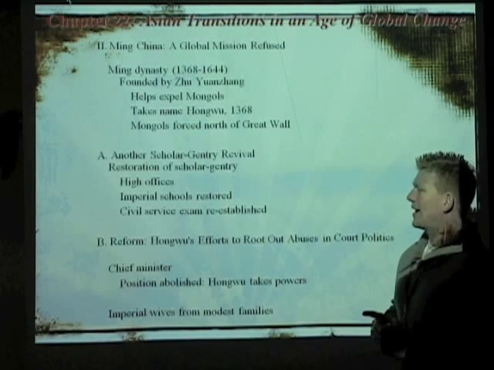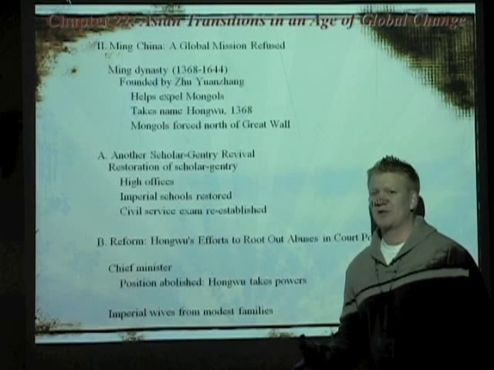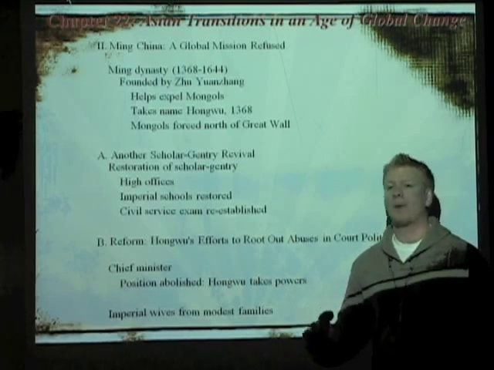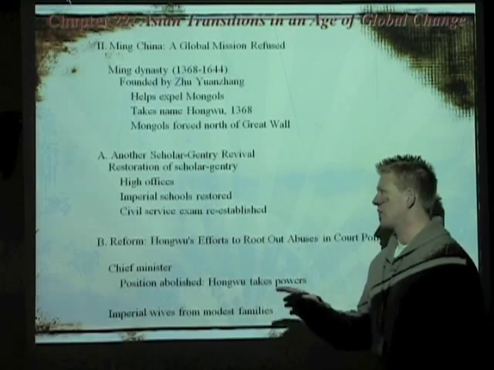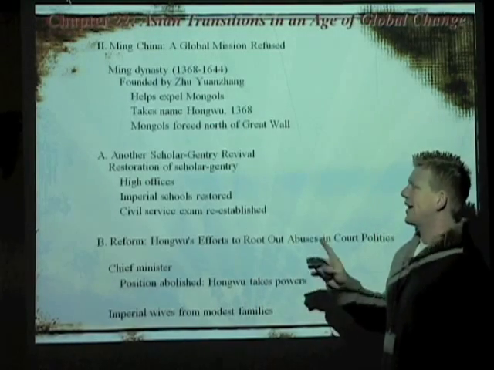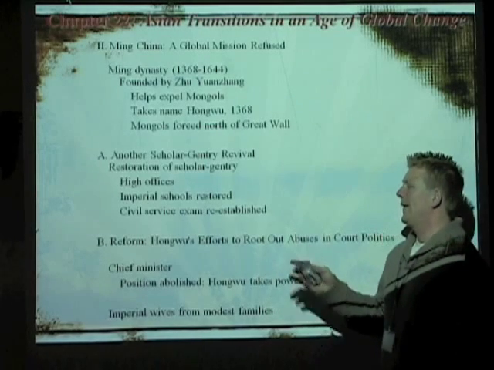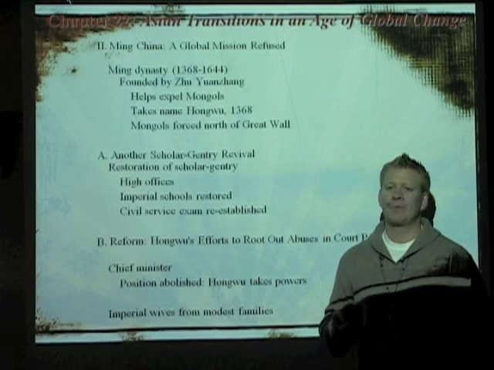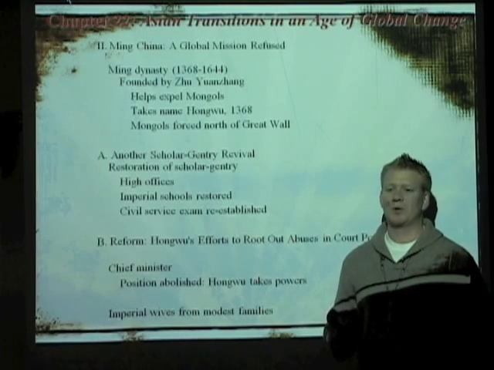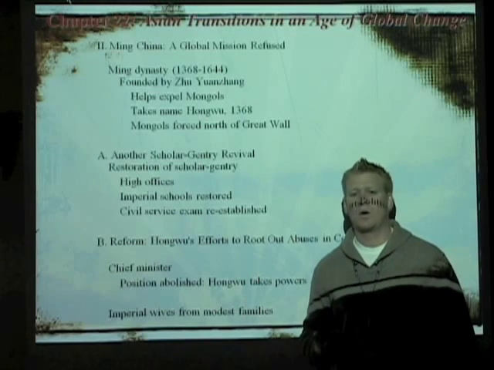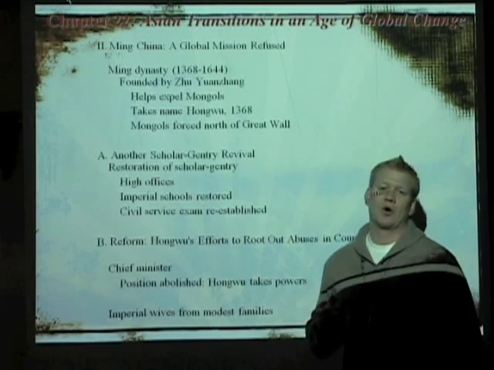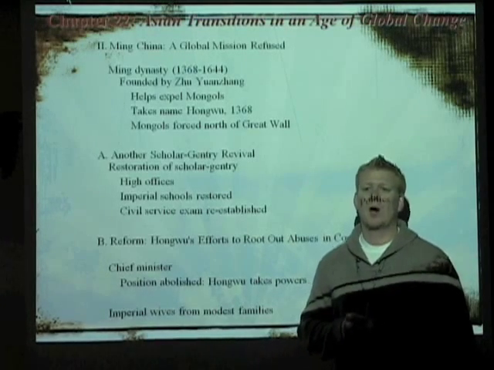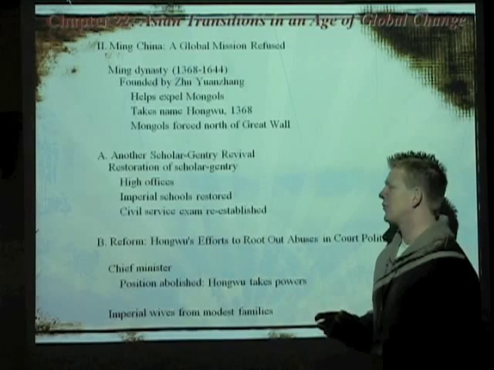Another scholar gentry revival. Again, that's the focus of these major empires as they rise, focusing on the scholar gentry. What needs to be brought back, what needs to be improved, what needs to be gotten rid of. Restoration of the scholar gentry had high offices, imperial schools restored, civil service exam reestablished. To help keep the scholar gentry in check, there were several things put in place. One of those was beatings, floggings, and death for ineptitude, for cheating, and for corruption. And so that would help with a lot of things that led to some decline in other empires.